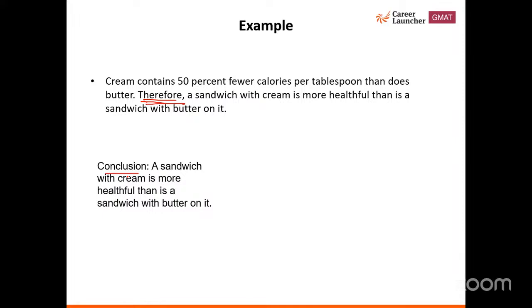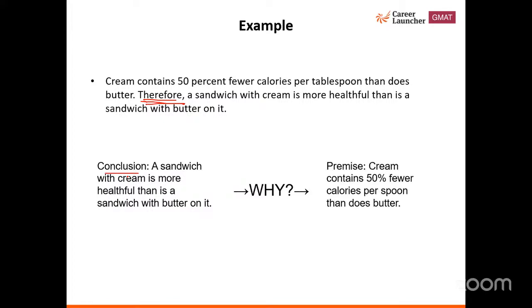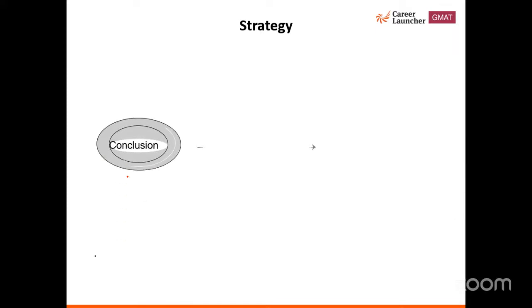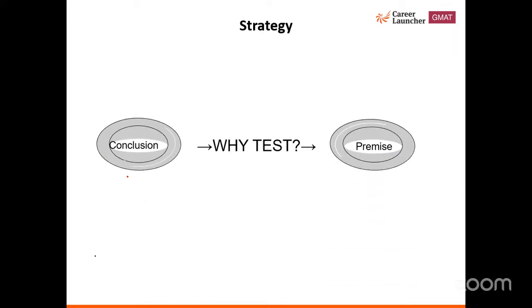Now, once you have your conclusion, all you have to do is ask yourself, why is the author saying so, right? The moment you ask why, the clear response is that cream contains 50% fewer calories per spoon than butter. And therefore, we can clearly break the argument into its components. So as a strategy, once you have your conclusion, you take the why test and you'll be able to find the premise here. That is how you can break any critical reasoning argument into its components. Are we clear here, everyone?